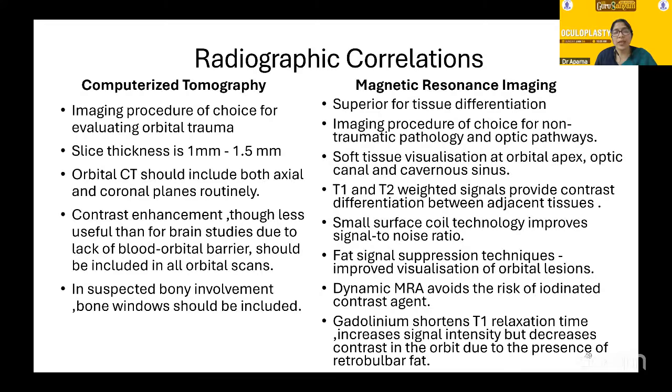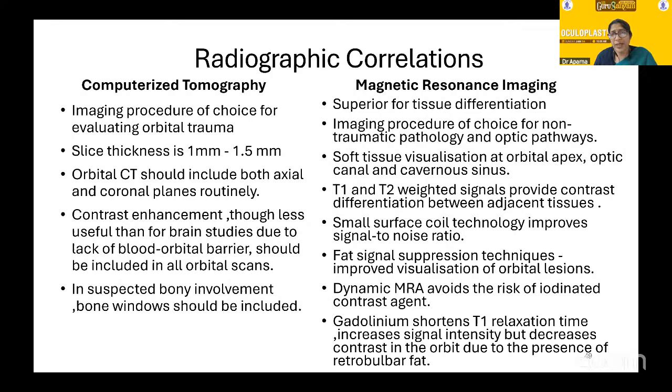CT imaging is the procedure of choice for evaluating orbital trauma. The slice thickness is 1 mm to 1.5 mm. The orbital CT should include both axial and coronal planes routinely. Contrast enhancement, though less useful than for brain studies due to lack of a blood-orbital barrier, should be included in all orbital scans. And in suspected bony involvement, you should use bone windows.